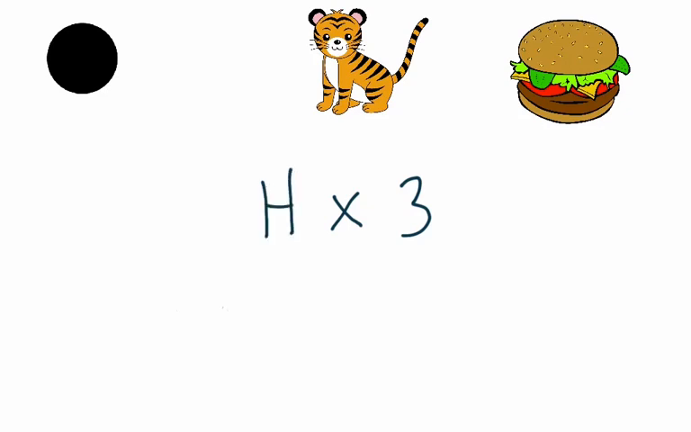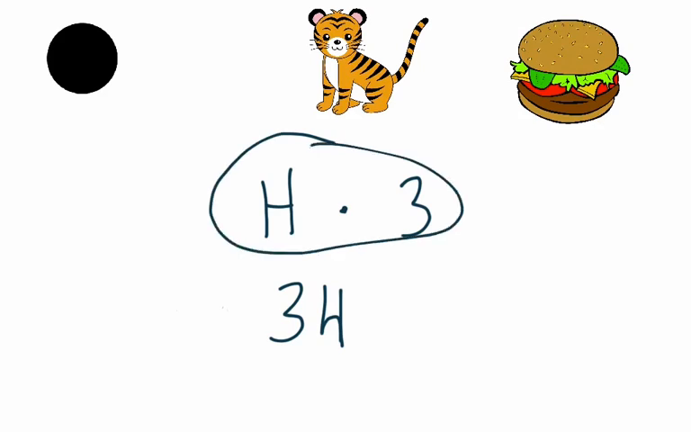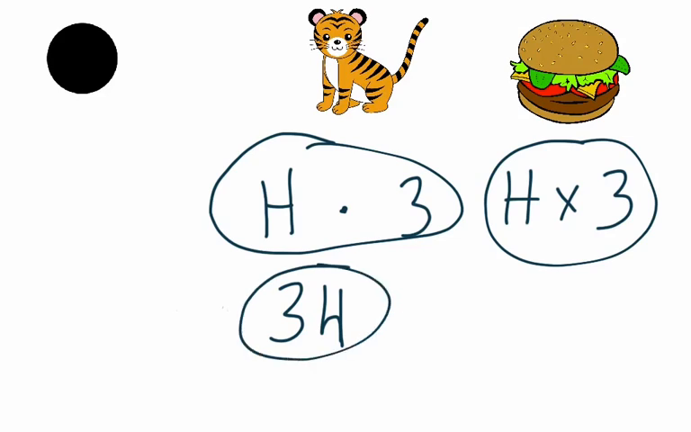Now, there are 2 main ways that they do this. Instead of writing an X, if you see a dot, that means multiplication. So H dot 3 means H times 3, or hamburgers times 3. Another way, or the most common way that you'll see it written, again to be more efficient, is you will see this: 3H. That means the exact same as H times 3, and 3H means H times 3. When you see a number directly next to a letter, it means you're multiplying.